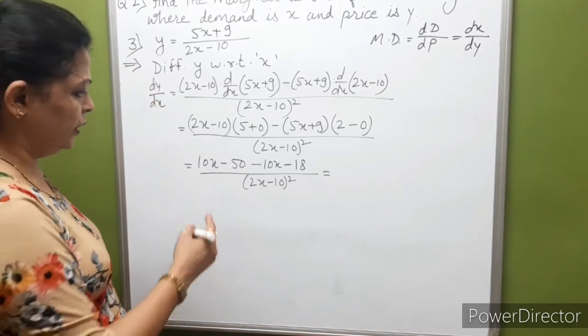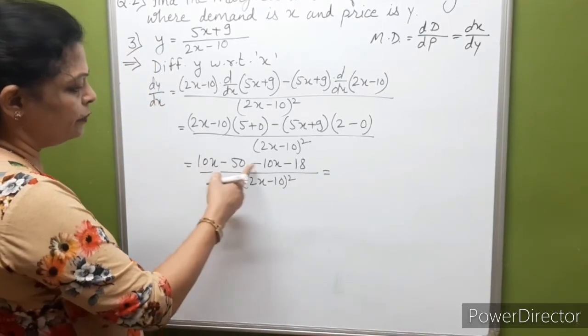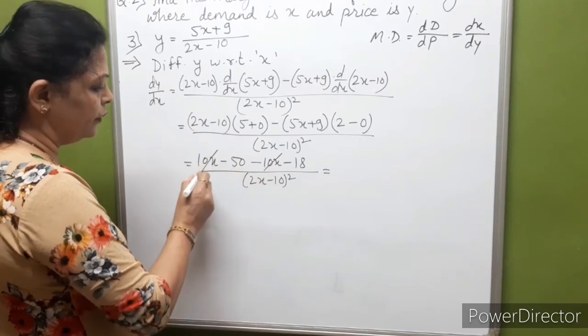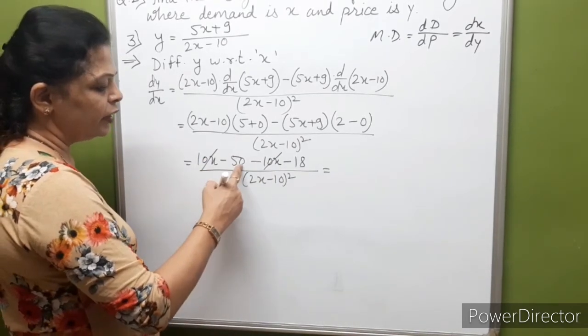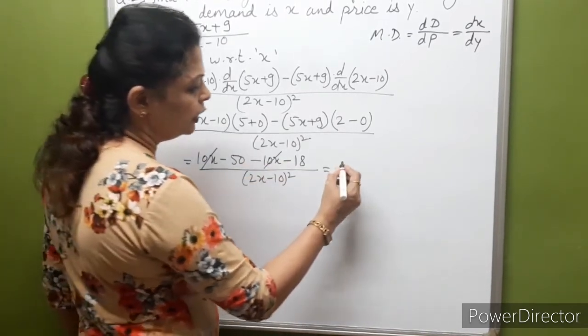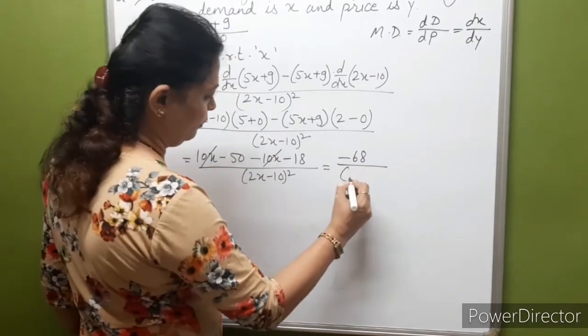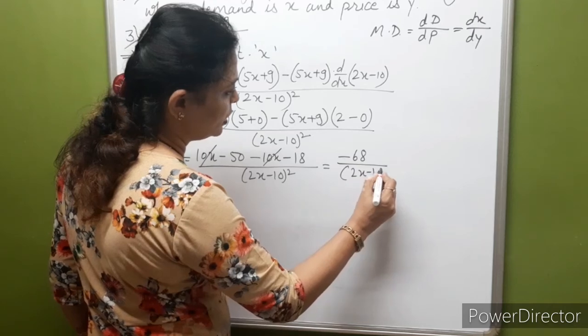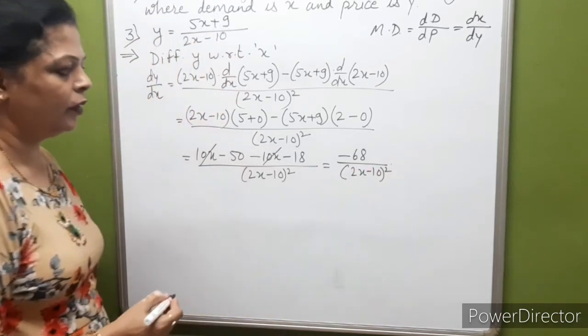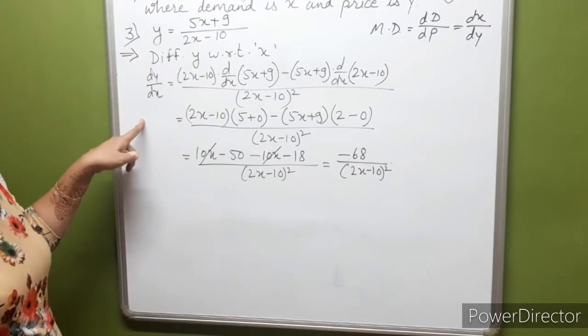So see what you can simplify here. 10x minus 10x will get cancelled, right? And minus 50 minus 18, that is minus 68, upon 2x minus 10 the whole square. So that is your dy by dx.